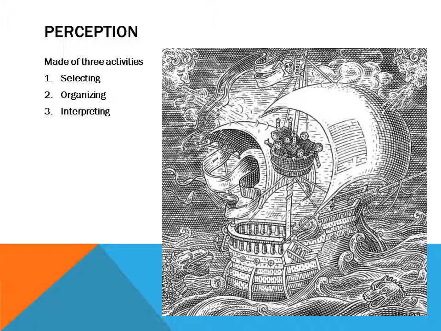Look at the optical illusion on this screen. What do you see first? Do you see the ship at sea, or do you see the skull? Can you see both? Why do you see one when I see the other?